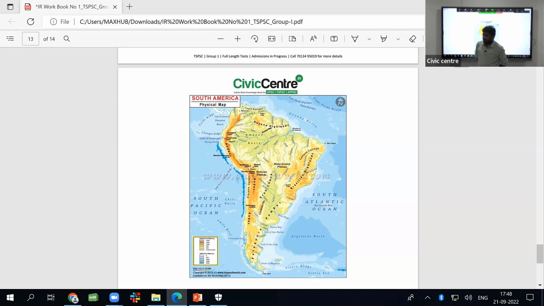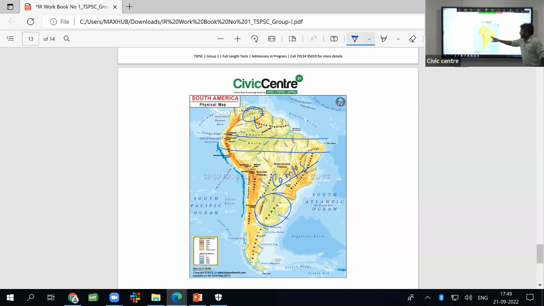Tell me, the tropical grasslands in South America are known as? Locate llanos, selvas, campos, pampas. Pampas is temperate grasslands. Selvas are equatorial rainforest. Llanos and campos are tropical grasslands. Pampas are temperate grasslands. Four names are very important: selvas, equatorial rainforest; llanos and campos, tropical grasslands; whereas pampas are temperate grasslands.